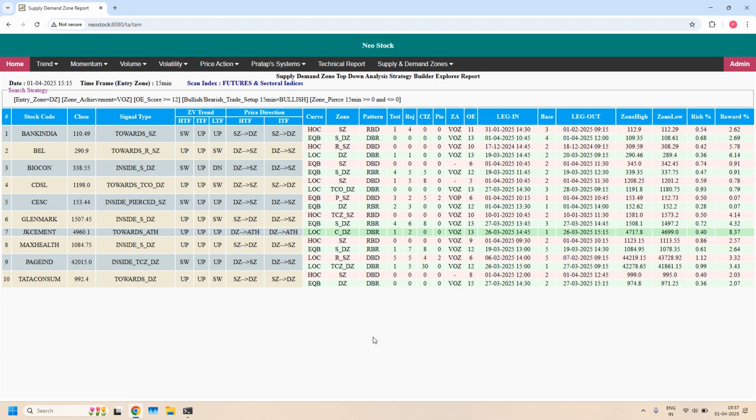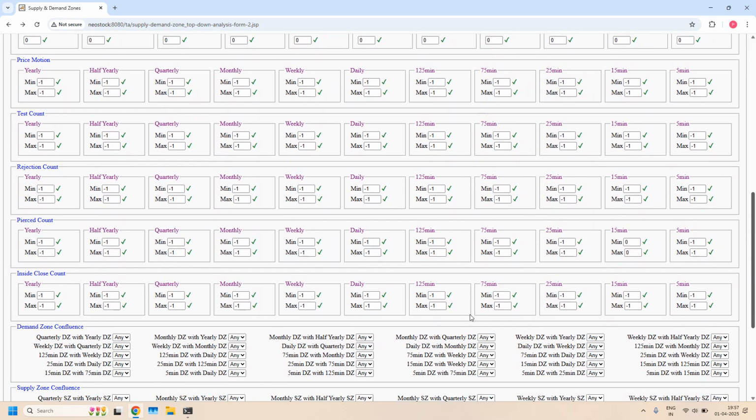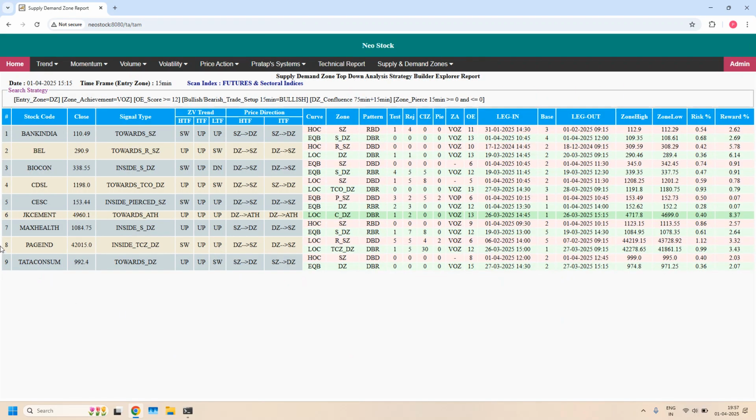Let's filter based on LTF, ITF demand zone confluence. That is 15 minutes and 75 minutes demand zone confluence. So I am enabling the filter. With this filter, we got 9 stocks. In all these 9 stocks, 15 minutes demand zones overlapped with 75 minutes demand zone. And 75 minutes trend, ITF trend is up in all these stocks.